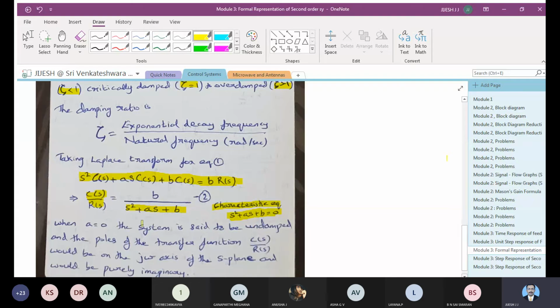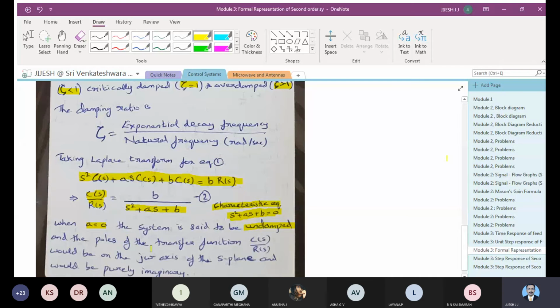When a is equal to 0, the system is said to be undamped, and the poles of the transfer function C of s by R of s would be on the j omega axis of the s-plane and would be purely imaginary. So this is one of the conditions when a is equal to 0. If you take a is equal to 0, the poles of the transfer function would be on the j omega axis. We have seen zeros and poles in the starting. So the poles will be on the j omega axis of the S-plane and will be purely imaginary. These are some theory things you have to understand. When a is equal to 0, it will be an undamped condition.